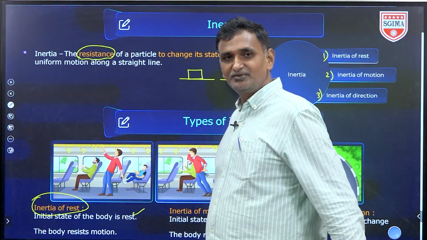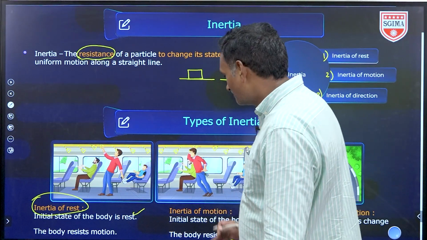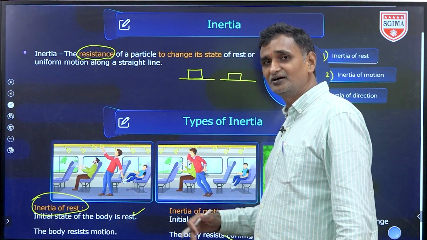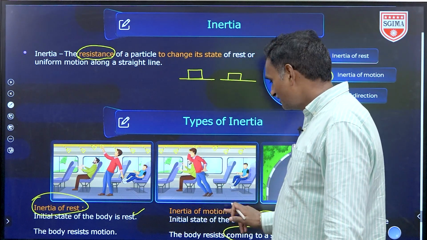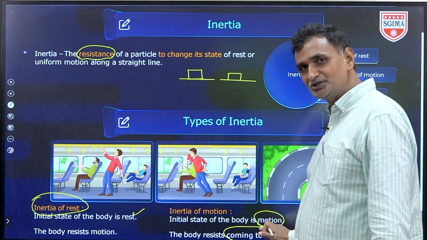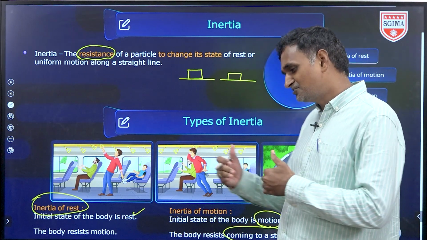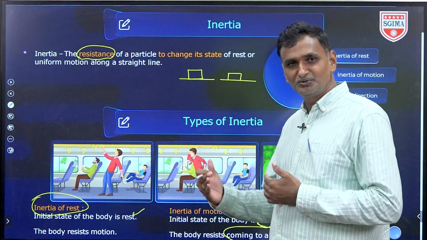Suddenly the driver applies the brake. Before applying the brakes, the bus was in motion. So the initial state of the body is in motion. The same condition we are applying, which means the bus is moving.